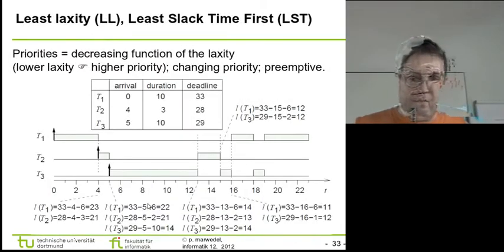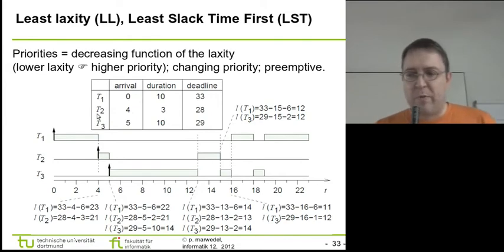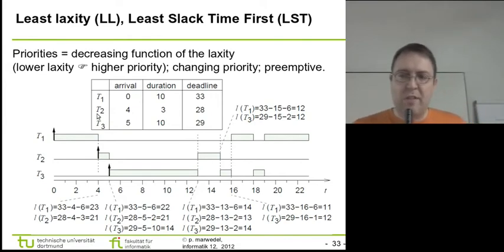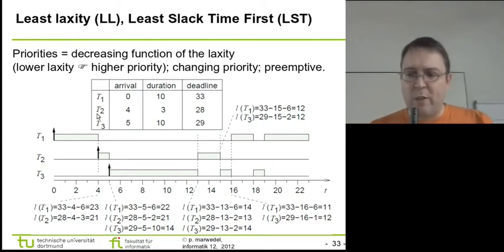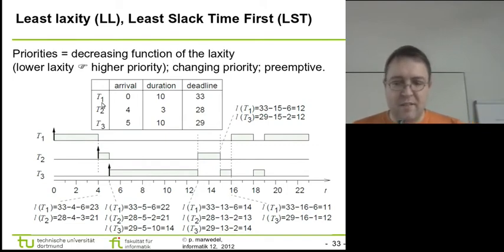Let us consider a third scheduling algorithm, the so-called least laxity or least slack time first algorithm. This algorithm assigns priorities to tasks, and these priorities are a decreasing function of the laxity of the task. So the lower the laxity of a task is, the higher priority it gets. This algorithm is changing the priority of tasks dynamically, and it's preemptive. So we are given the same set of tasks as in the example for EDF before, and now let us see how least laxity actually handles this.